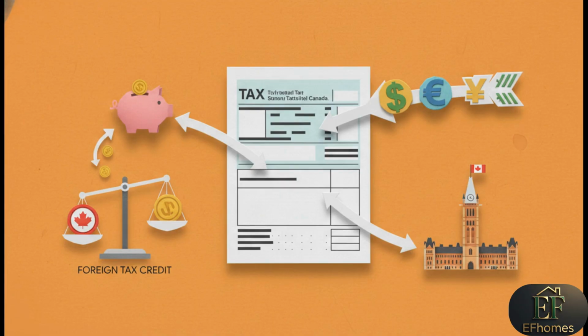Now, it's not all bad. You might still get things like the GST credit. And here's the really important part. To keep you from being taxed twice, you can usually claim a foreign tax credit for any taxes you've already paid to another country.